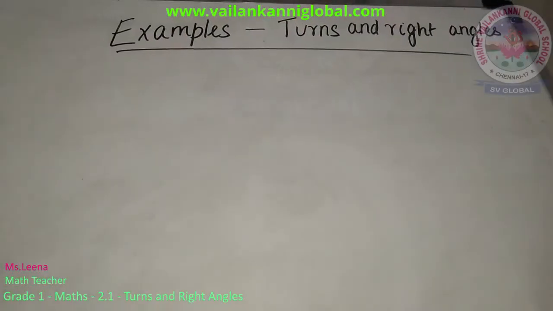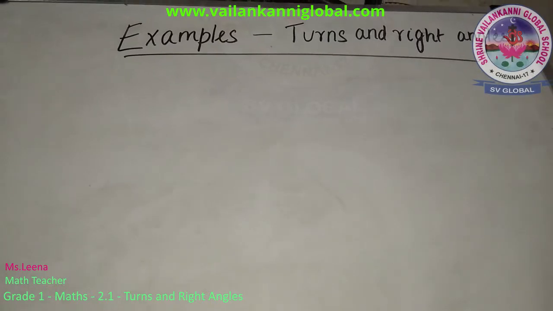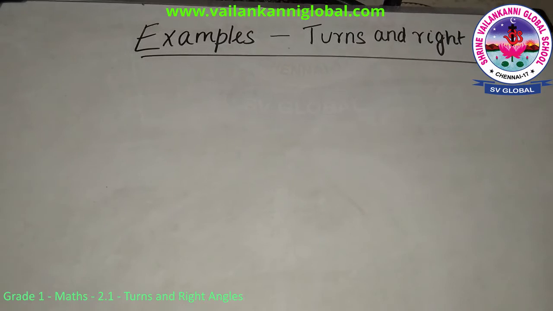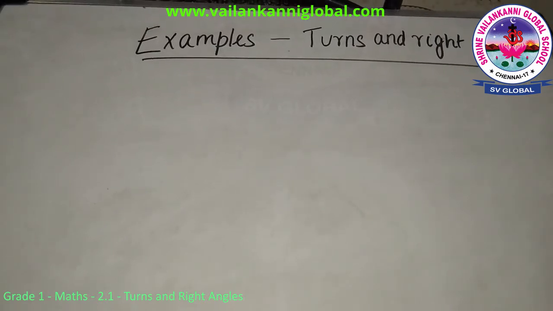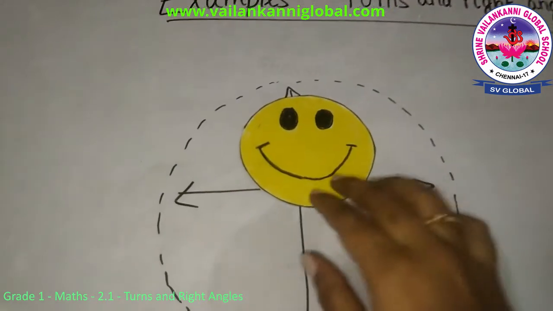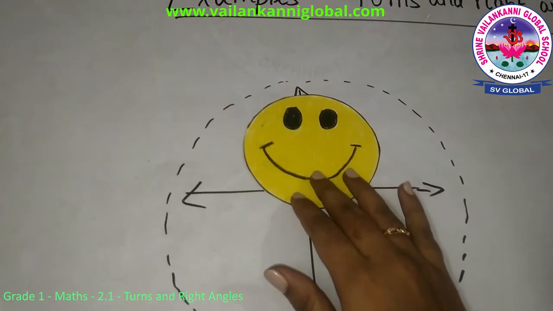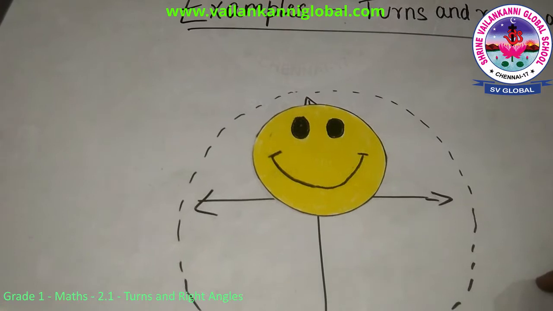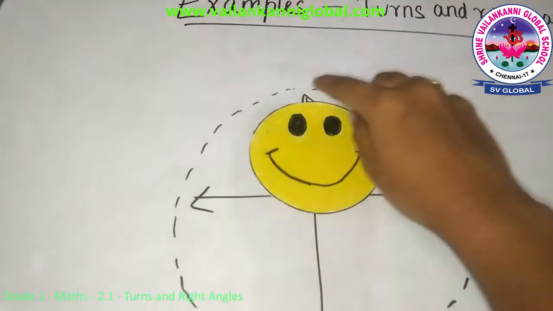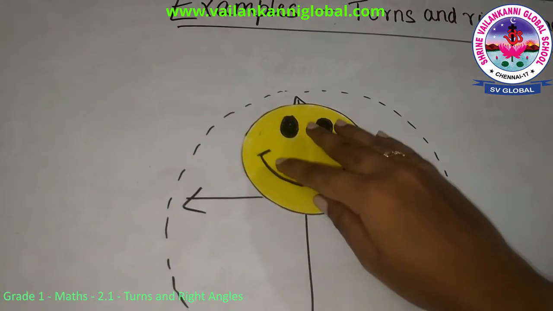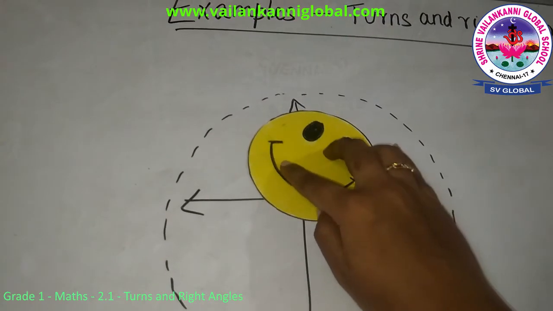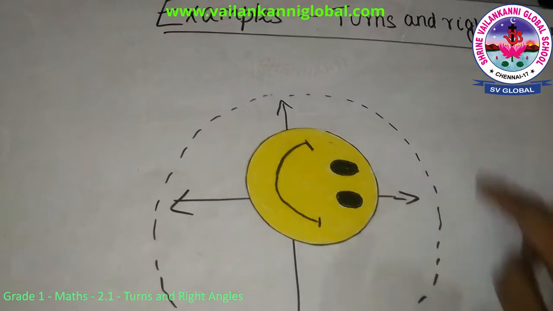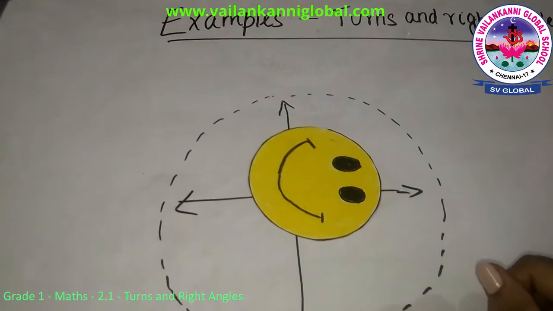So in the previous video, we saw the different turns which can be made. Now we are going to see some more examples of how we can make the turns. I have a smiley face and it's facing this direction. Now I'm going to make a quarter turn towards the clockwise. Clockwise means towards this side. So I'm going to make a quarter turn and now it's facing this direction. So this is a quarter turn.